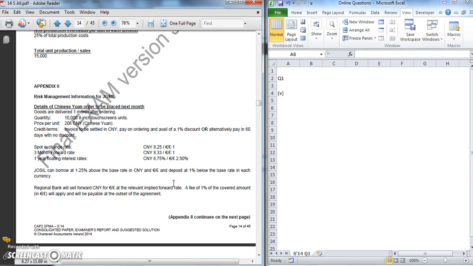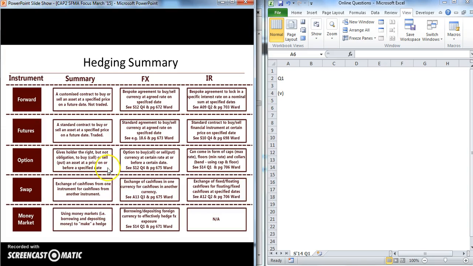So remember, the question is, we have to look at the three alternatives: payment on ordering, money market hedge, and forward exchange, using the forward. So remember, go back to before. You look at, firstly, this gives a good summary of the different alternatives. We're going to look at the money market, and we're going to look at a forward in this instance, and payment on ordering.